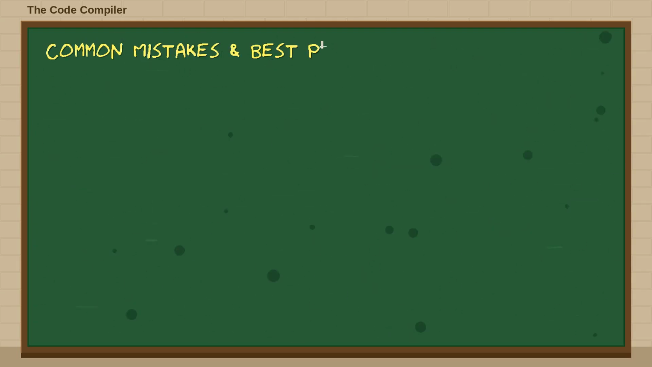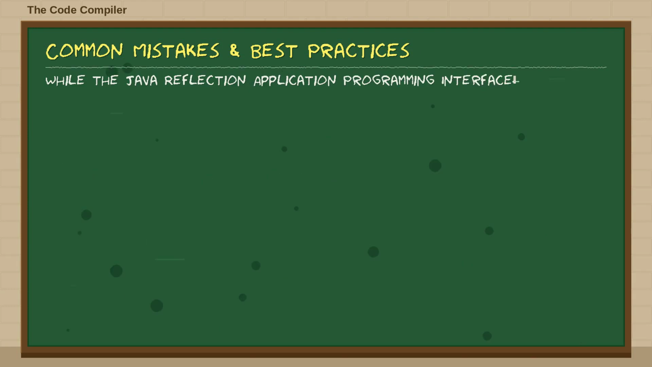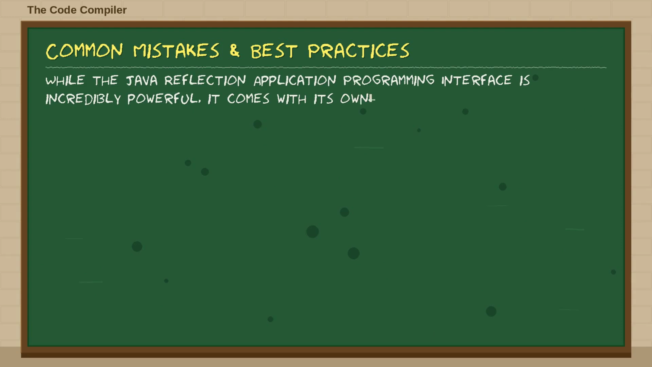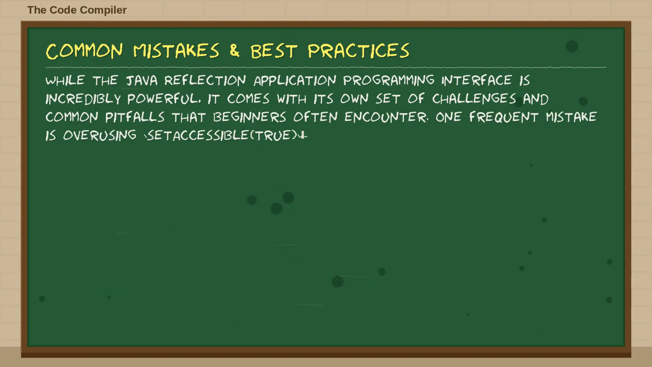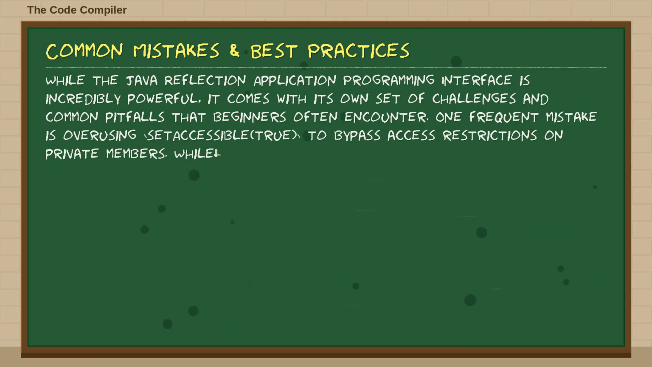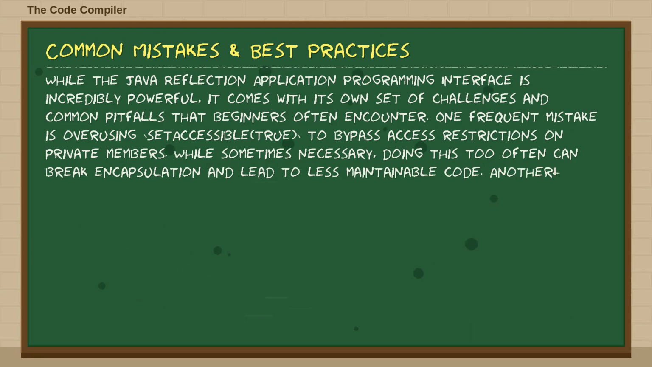While the Java Reflection Application Programming Interface is incredibly powerful, it comes with its own set of challenges and common pitfalls that beginners often encounter. One frequent mistake is overusing setAccessible(true) to bypass access restrictions on private members. While sometimes necessary, doing this too often can break encapsulation and lead to less maintainable code.